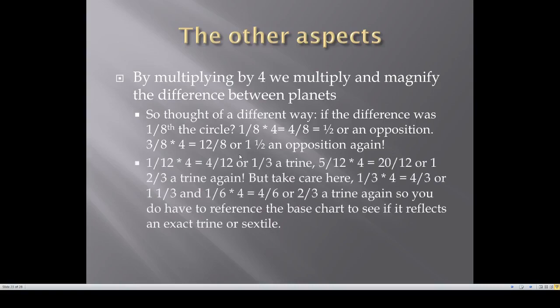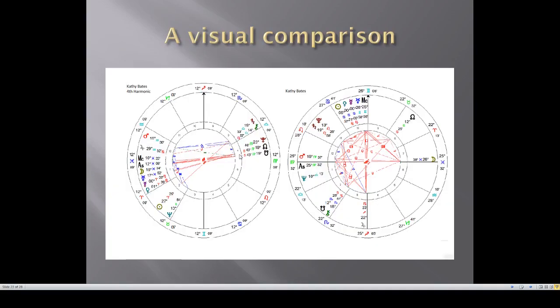If we have 1/12, we multiply it by 4, we get 4/12, or 1/3, a trine. 5/12 times 4 is 20/12, 1 2/3, a trine again. But be careful here. 1/3 times 4 gives us 4/3, or 1 1/3. And 1/6 times 4 gives us 4/6, or 2/3. Both of them are trines. So you do have to reference the base chart to see if it reflects an exact trine or sextile.